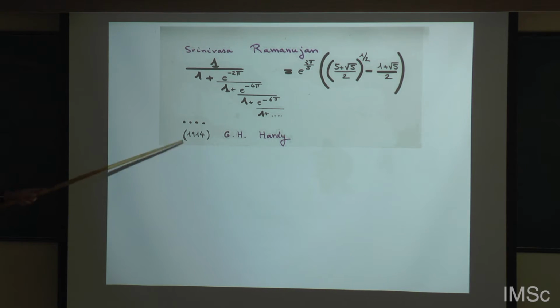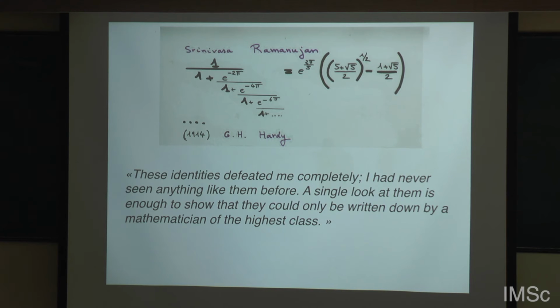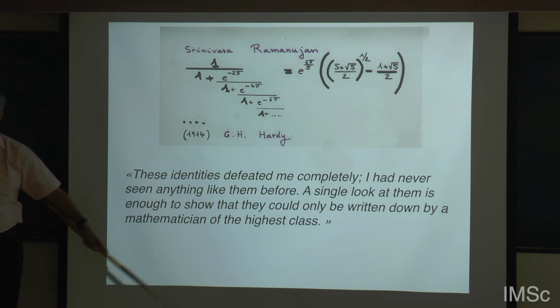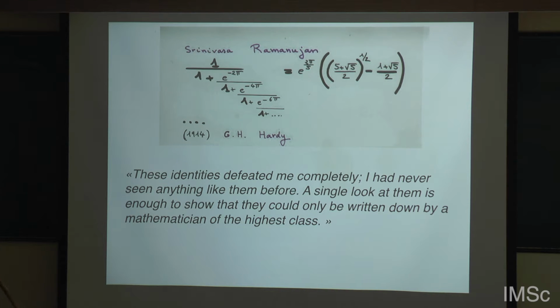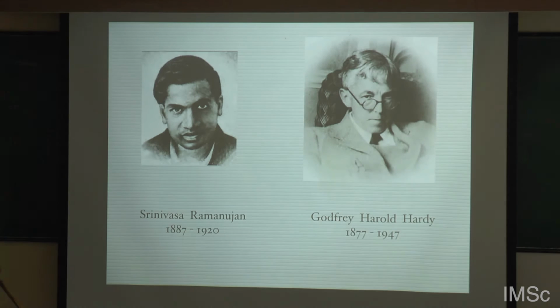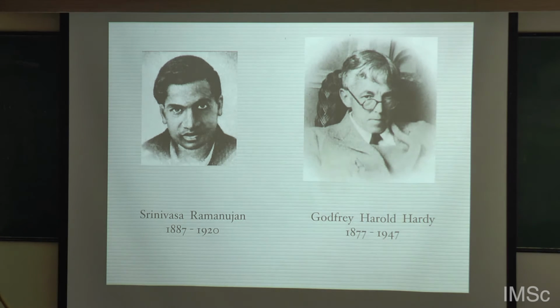And Hardy said, these identities, this is well known, defeated me completely. I had never seen anything like this before. A single look at them is enough to show that they could only be written down by a mathematician of the highest class. So there were many such identities in Ramanujan's letters to Hardy. Here is Ramanujan and Hardy, so he was invited in, everybody knows the story, in London.